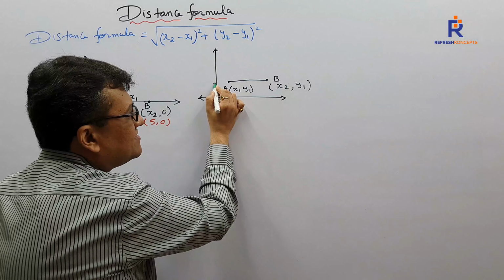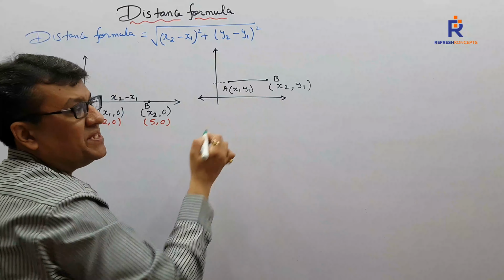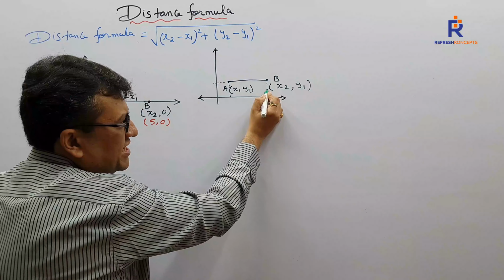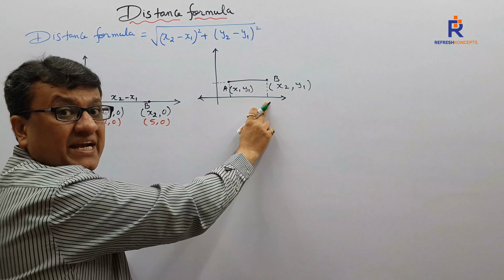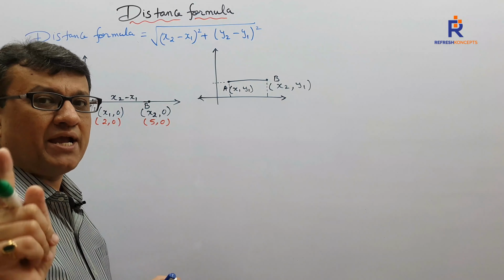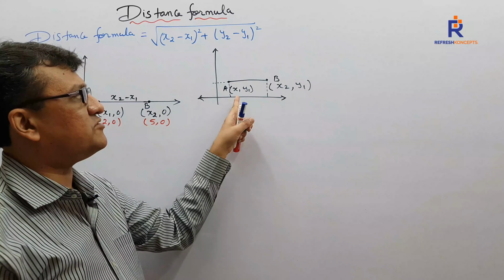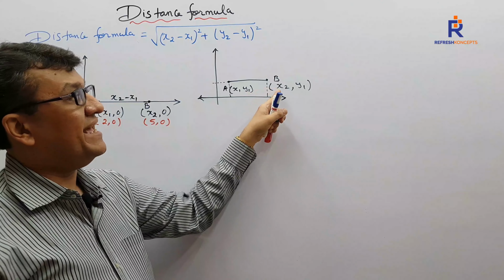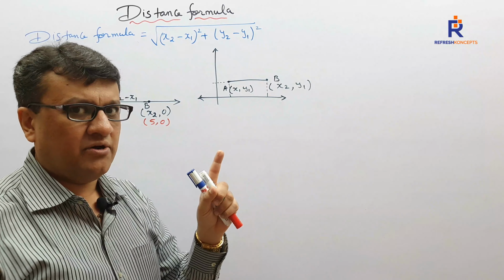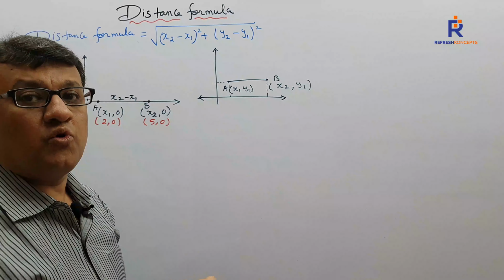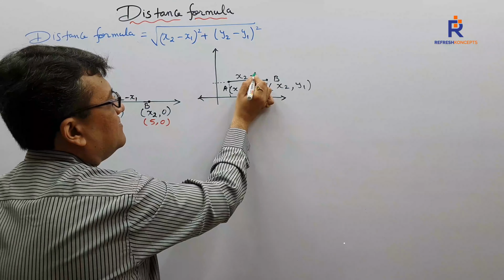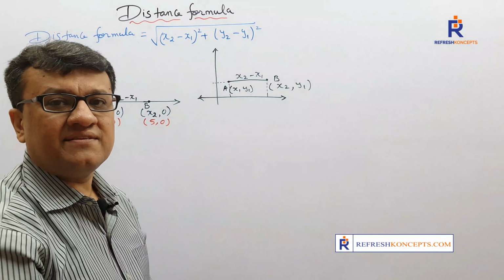The y coordinate for a line parallel to the x-axis will be the same. You can just check it out. I'm just drawing a dotted line. My x coordinate is getting varied, but my y coordinate still remains the same. So my y coordinate doesn't change. What changes is the x coordinate. x1, y1, x2, y2. Still if I want to find out the distance between AB, what shall it be? Again it is going to be x2 minus x1.